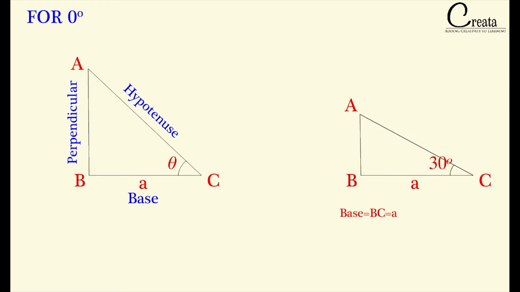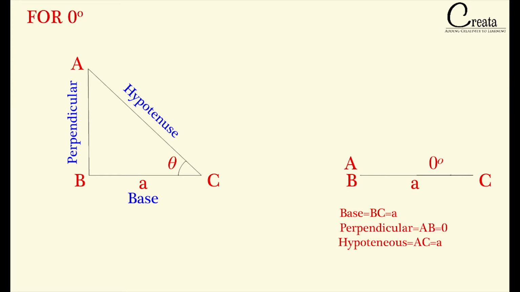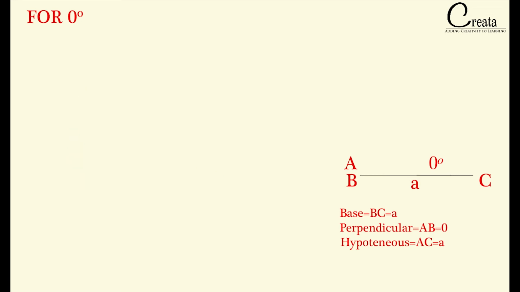Okay, let's further reduce the angle. Keep on reducing till it reaches 0 degree. We have reached 0 degree. Here our triangle has been converted to a line. Perpendicular, that is side AB, has been reduced to 0. Hypotenuse, that is side AC, has been matched with base BC. Okay, means AC is equal to BC, which is further equal to A. Now we are having all the three trigonometric sides, that is base as A, perpendicular as 0 and hypotenuse as A. Let's proceed with trigonometric ratios.